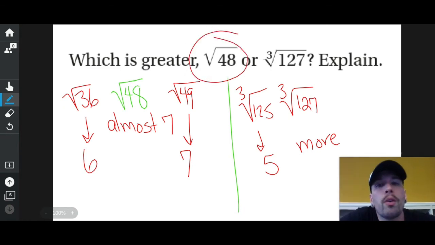Because the square root of 48 is 6 point something, and the cube root of 127 is 5 point something, and 6 point something is bigger than 5 point something. Interesting problem. So much fun. I can barely contain myself. Too bad I have to leave. Bye.